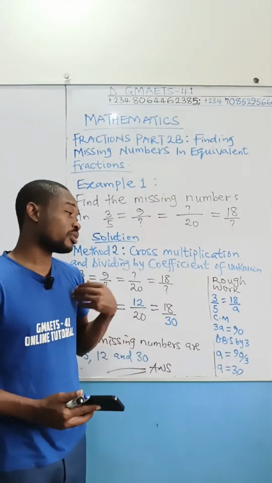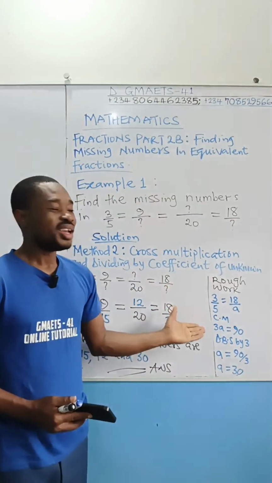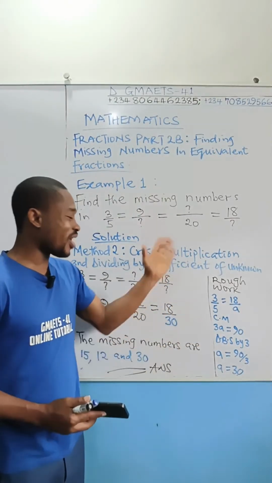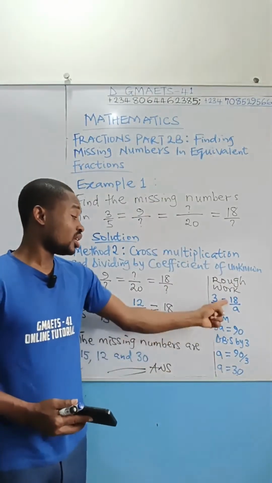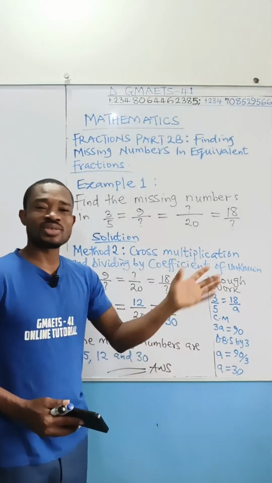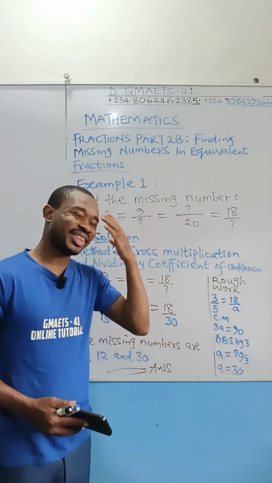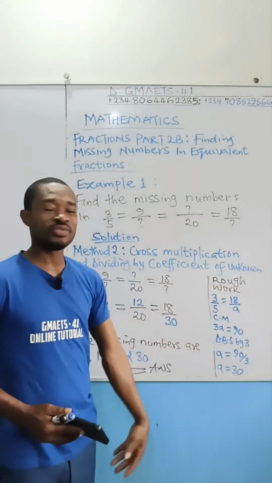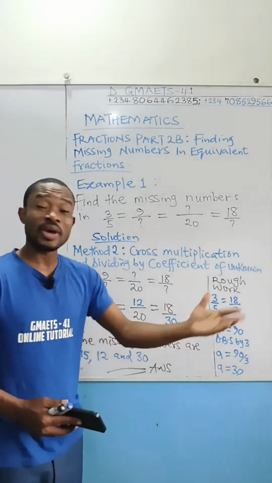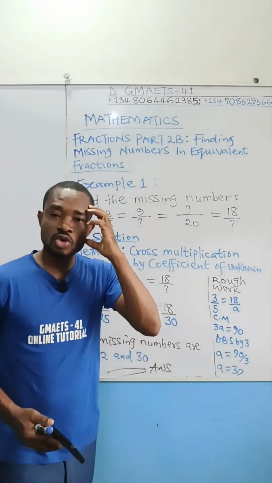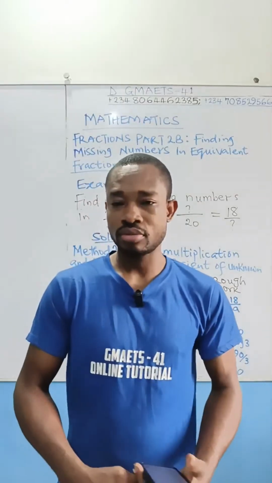That is why I always advise method 2. I think the only thing you need to do to be fast in solving using method 2 is knowing how fast to do cross multiplication and dividing both sides. And you can do this even without showing it on paper. It's just a matter of good knowledge of multiplication.